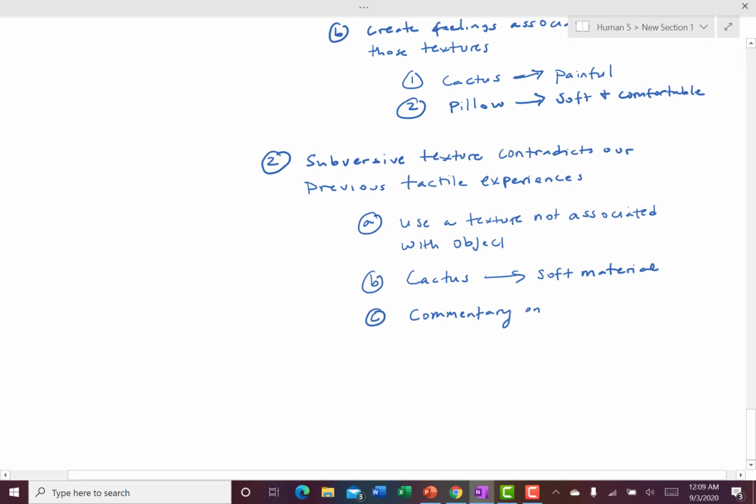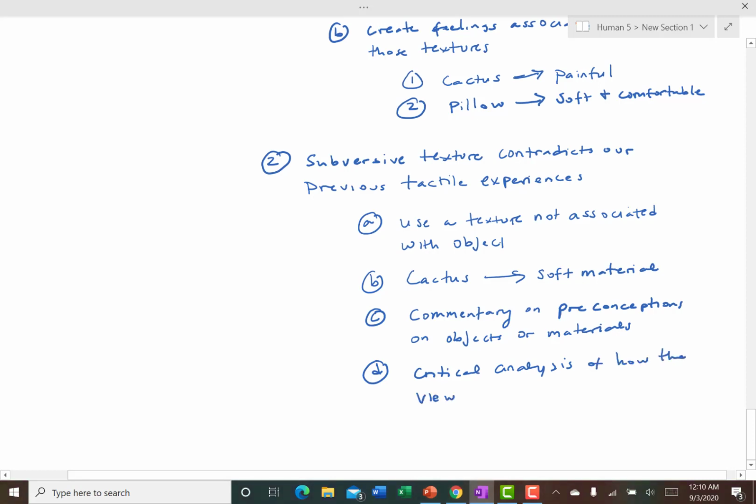On preconceptions on objects or materials. Often the objects though, right? So this can be basically a critical analysis of how the viewer normally sees things.